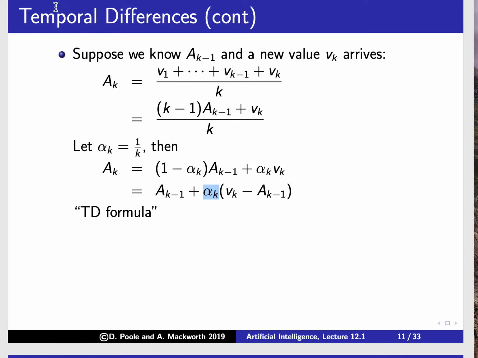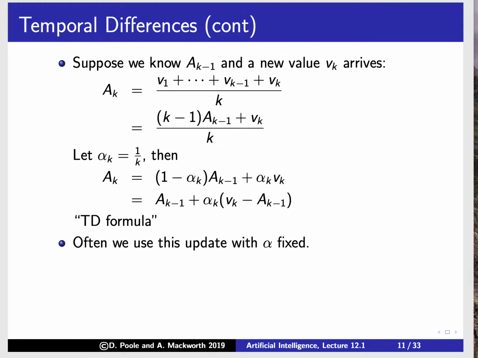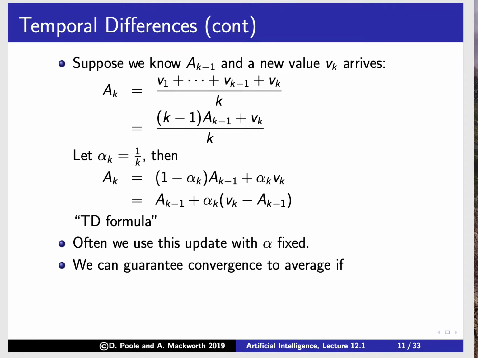Now sometimes we're going to do this with alpha fixed. Often we're going to do this with alpha fixed, and we'll play around with what happens with alpha fixed and alpha not fixed in a minute. It turns out you can guarantee convergence to the average as long as these two conditions hold.